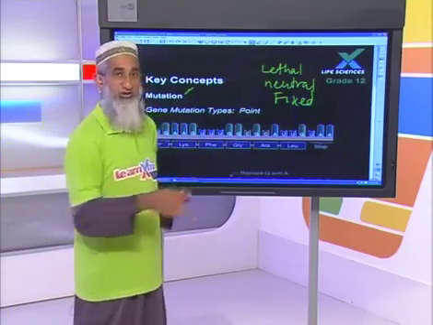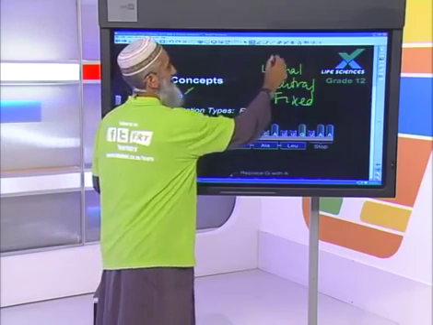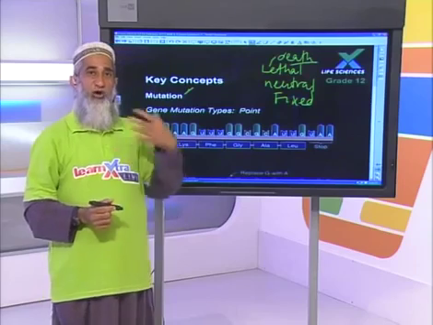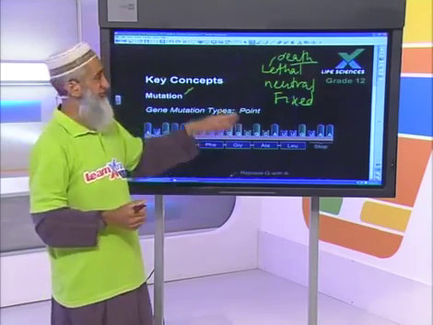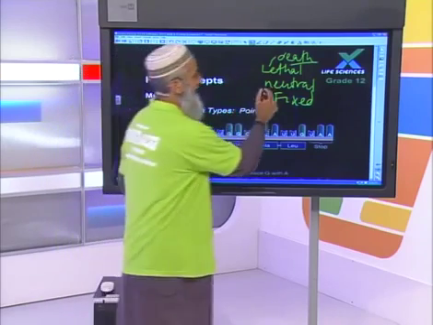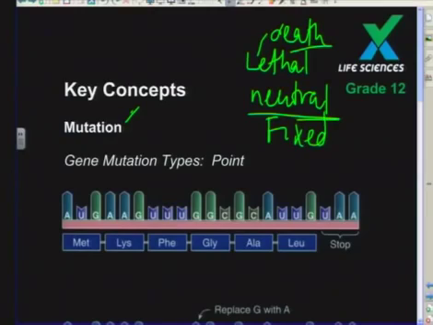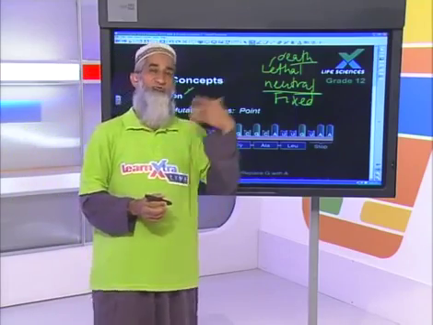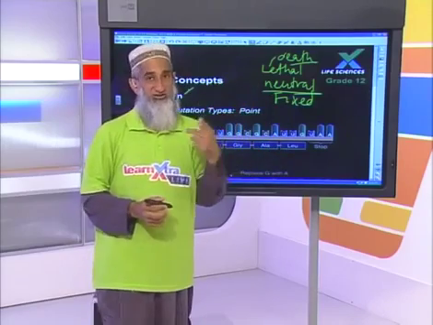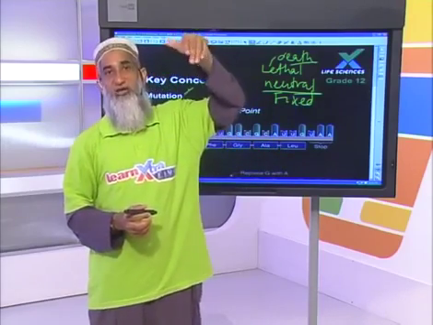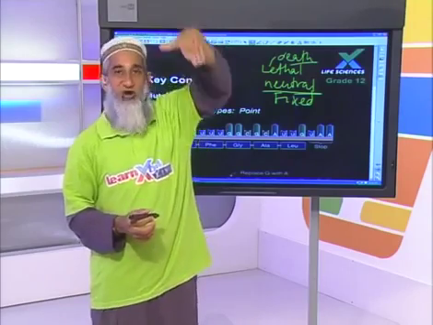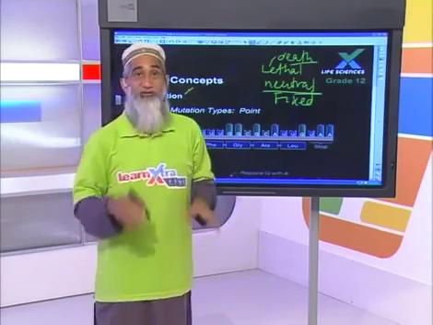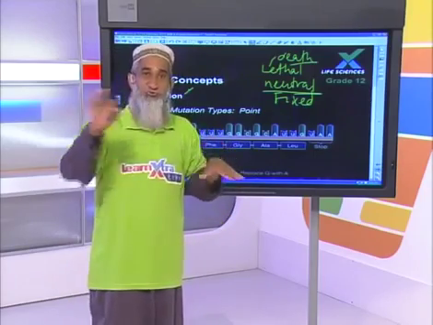Lethal, by now you should know, means it's going to cause death of the organism. It is so dangerous, so harmful, that the organism cannot live because of it. So it's going to kill the organism. Neutral, on the other hand, if we say somebody is neutral, that means they are neither on this side nor on the other side. If your car is put in neutral, it's not moving forward, nor is it moving backwards, unless you leave it facing downwards on a hill. Then obviously it's still going to move. But if you leave it on a flat surface, it should not move.